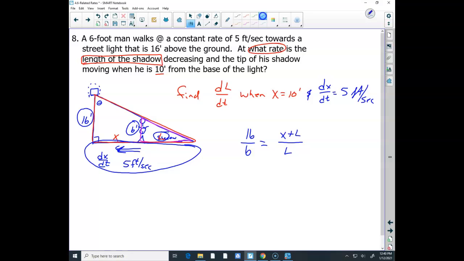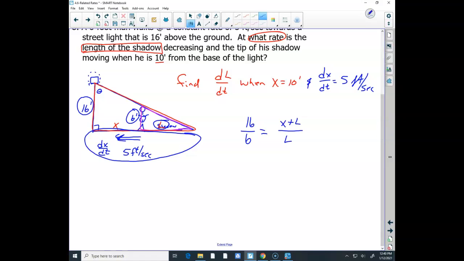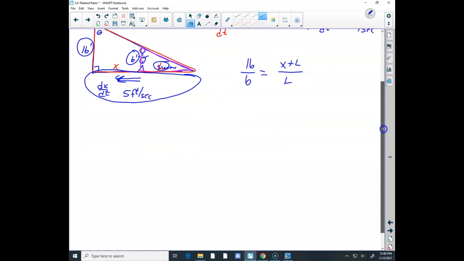Okay, so how is the length of the shadow? Because the length of the shadow is going to be L. Well, I have a nice equation, might not be nice, but I have a proportion relating these two, which is going to allow me to say 16L equals 6x plus 6L. If I cross multiply, I've got some like terms here. So I could say 10L actually equals 6x. So I'm relating x and L.